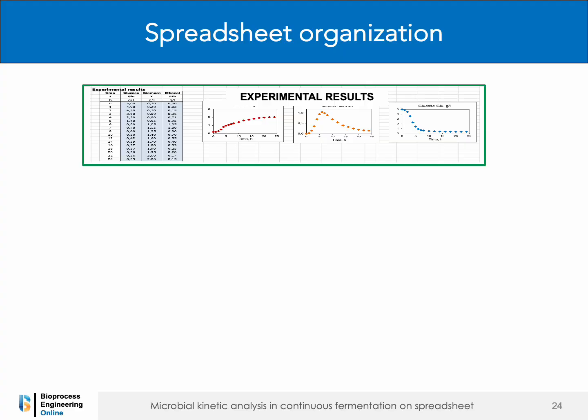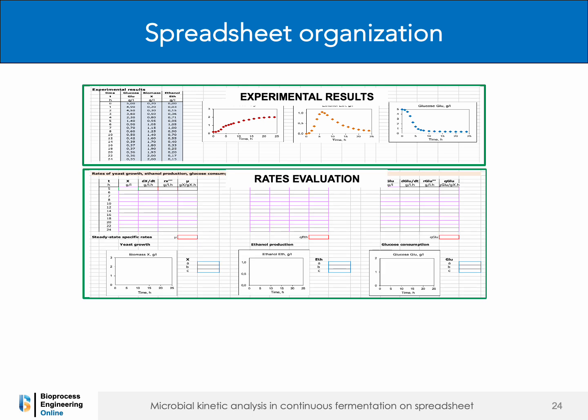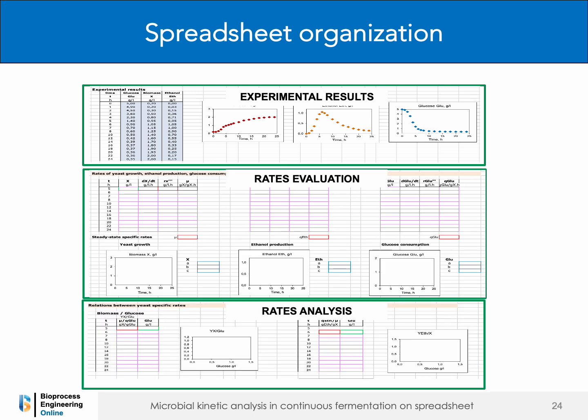The yeast continuous fermentation kinetic analysis is carried out on a spreadsheet that contains the following sections: the experimental results table with the measured yeast, ethanol, and glucose concentrations during the continuous fermentation, the fermentation and cellular rates calculation section, and the yeast rates analysis section.